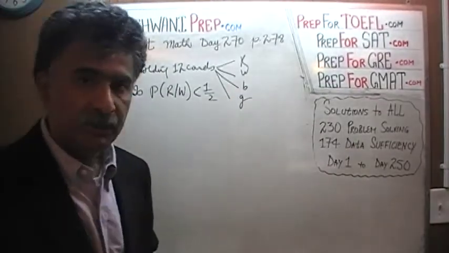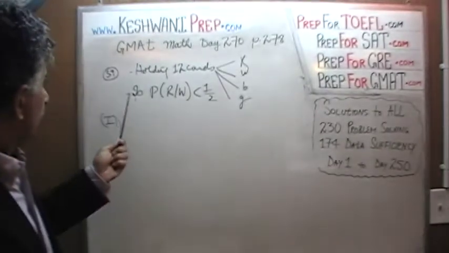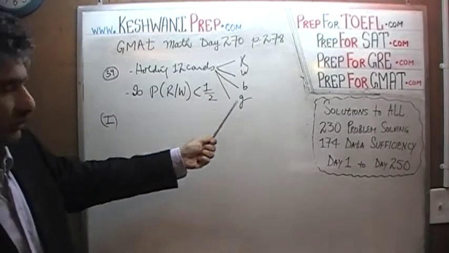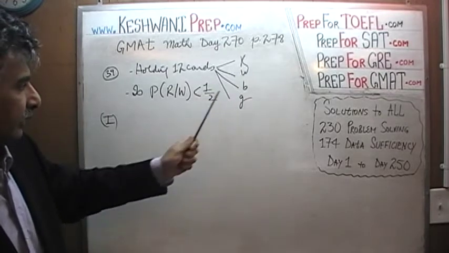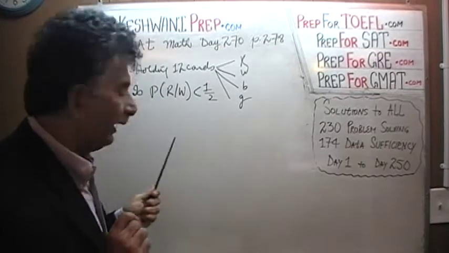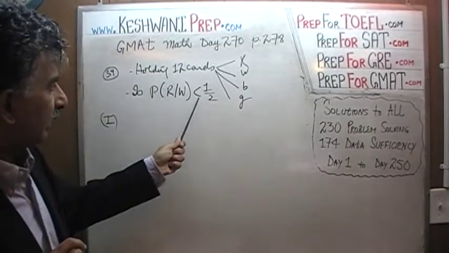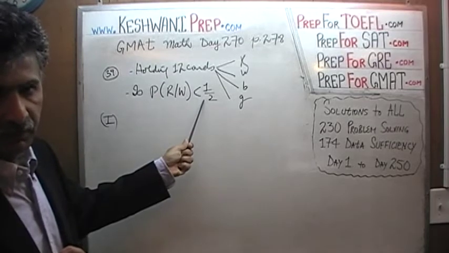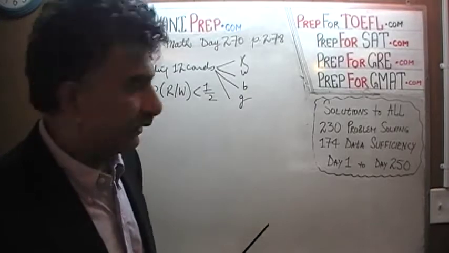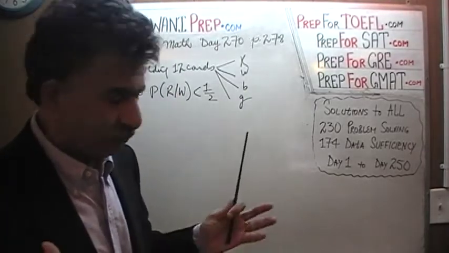Page number 278, the very first problem in the second column, problem number 39. Problem number 39 says that we are holding 12 cards in our hand: red, white, blue and green. The question simply is, if we were to pick one card at random, are the odds of picking either a red card or a white card less than 50%? That is all they are asking.